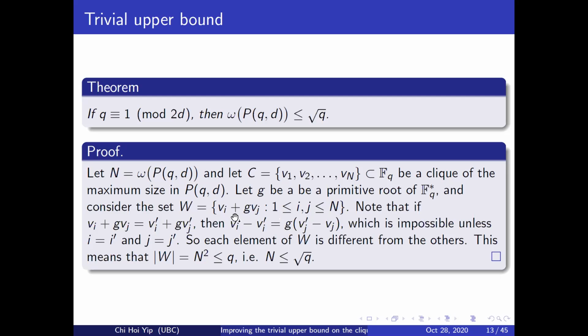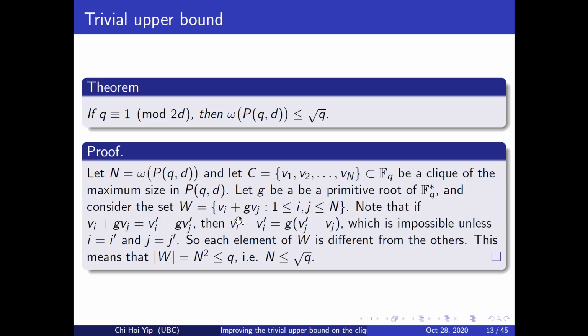So if that's the case, then the size of W will be N squared, and N squared is less than Q. So N is at most root Q. To see that, suppose two elements in this set are the same. Assume Vi plus G Vj equals Vi prime plus G Vj prime. Then we can do some manipulation to get Vi minus Vi prime equals G times Vj prime minus Vj.